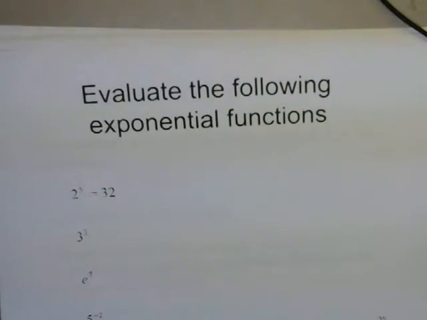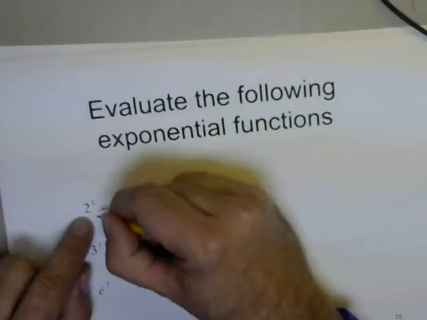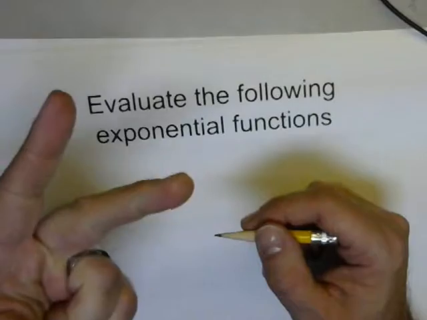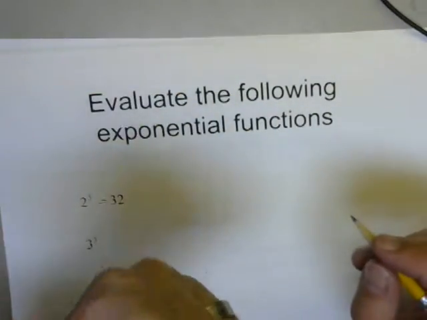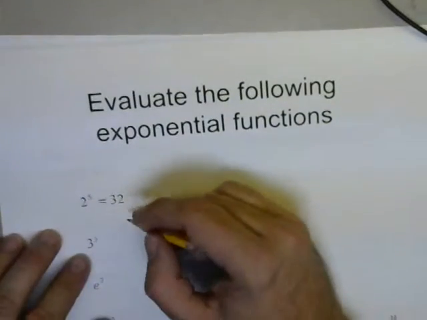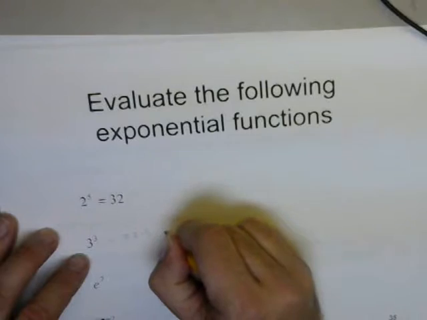Now, as far as evaluating exponential functions, some of these you can just sort of do in your head. Let's say I asked you, what's 2 to the 5th? Well, that's just 2 times 2 times 2 times 2 times 2, which would be 2 times 2 is 4, times another 2 is 8, times another 2 is 16, times another 2 is 32. This one would just be 3 times 3 times 3, which would give you 27.